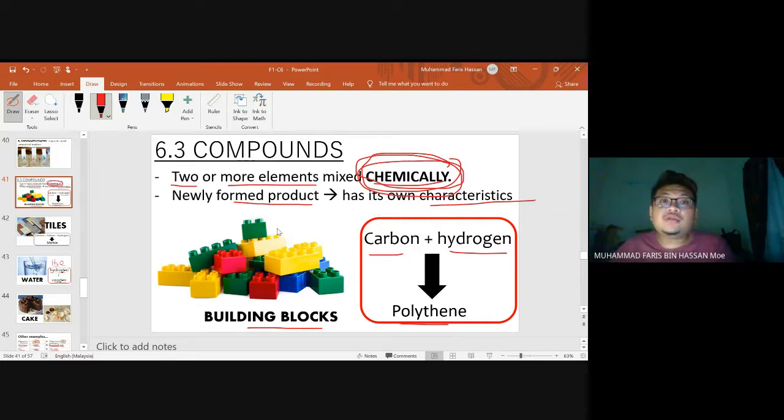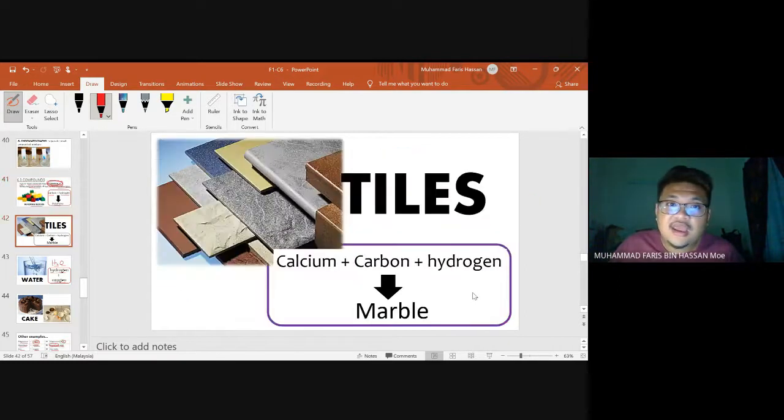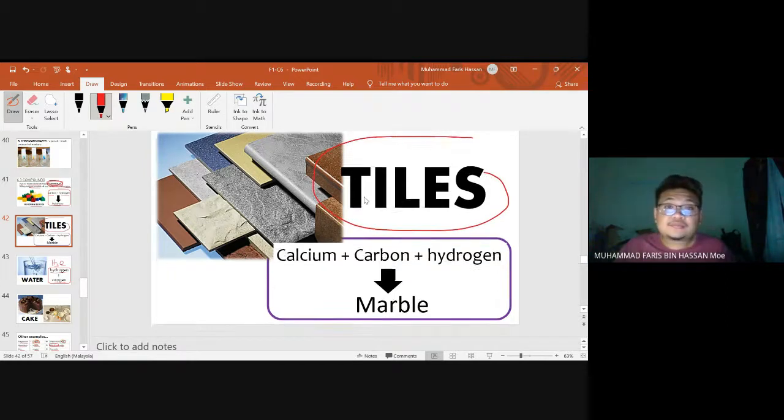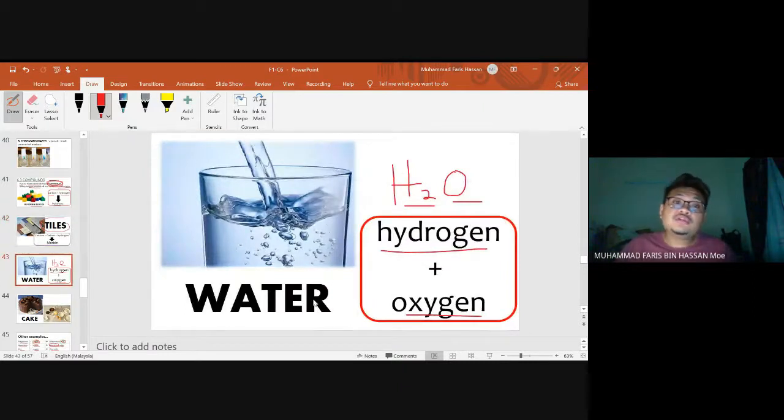So for the compound, it will form a new product, and the compound has its own characteristics. For example, examples of compounds such as building blocks, polythene, and then we have tiles, where the chemical equation is for marble. So calcium reacts with carbon and oxygen to form marble. Tiles in bahasa is jubin lantai. And then same goes for water. Water is also an example of a compound. Two atoms of hydrogen combined with one atom of oxygen will form water, which is a compound.